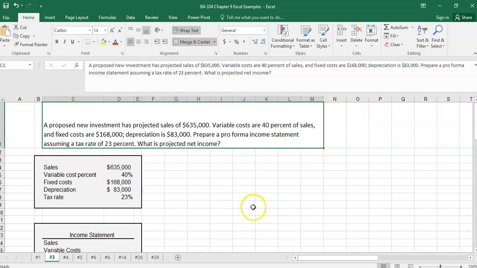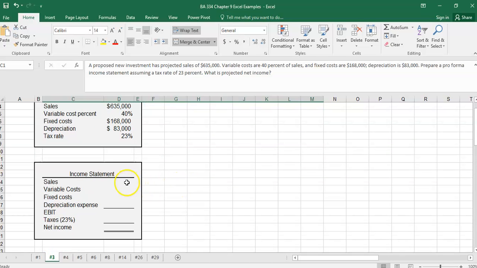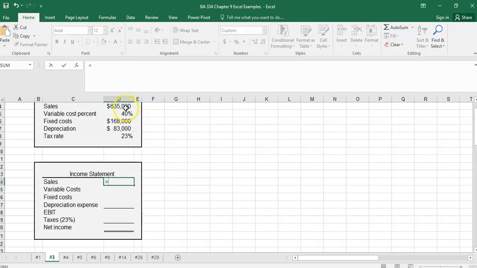In our next example, we're going to build a pro forma income statement to calculate what the projected net income is of this project. So we have information about our projected sales, our costs, and our tax rate. And we can use all of this information to build an income statement. So we have sales of $635,000. If I put equals here, instead of just typing in $635,000 for the cell reference, remember when I talked about in the lecture that if I wanted to change those sales to $650,000 and see how that affected my cash flows, then I could do that up here and my income statement will reset.